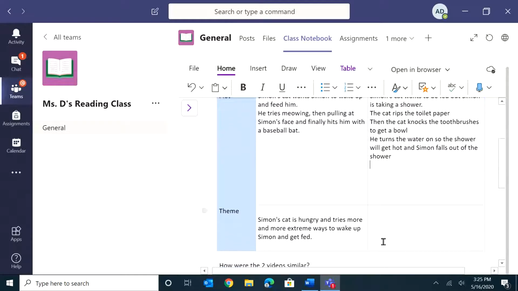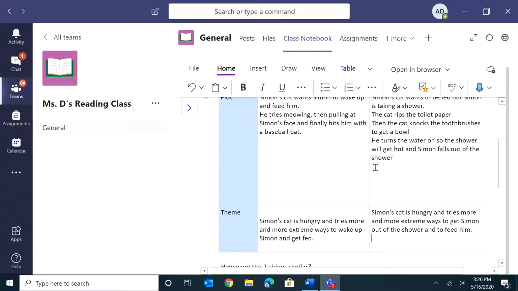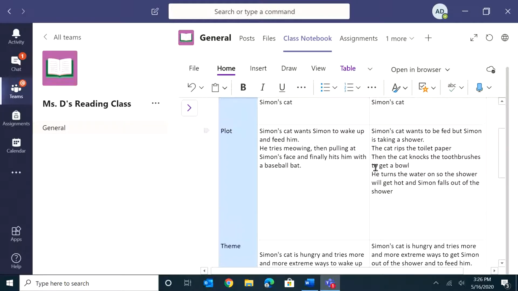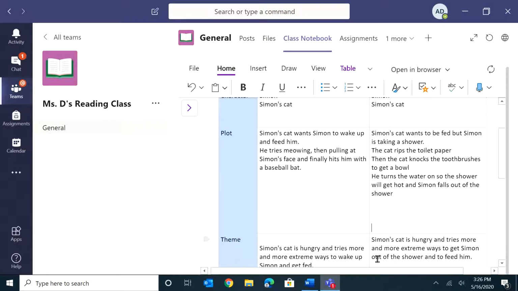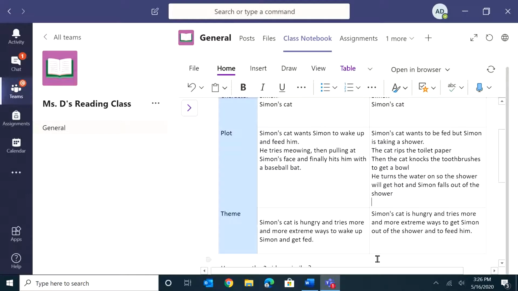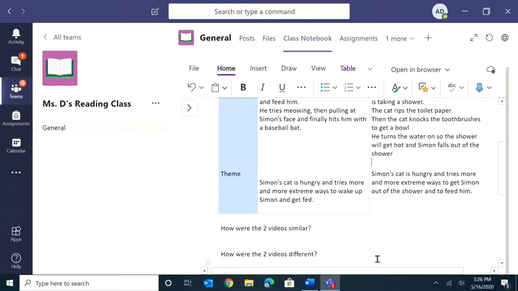Now, what's the theme of Hot Water? So think about that. I said that Simon's cat is hungry and tries more and more extreme ways to get Simon out of the shower and to feed him. So now, looking at our chart of Simon's cat, we can discover what is the same and what is different about the two videos.